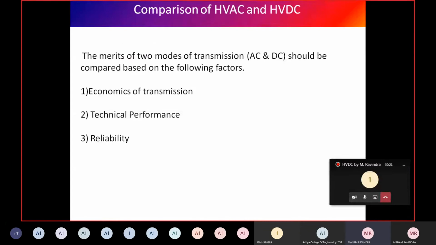Okay, what are the main criteria we consider? Whether you want to study AC or DC, three main criteria are required to be considered. The first one is economics of transmission, the second is technical performance, and the third one is reliability. In every system, if you want to study or produce any system, these performances have to be studied compulsorily: economics of transmission, technical performance, and reliability.